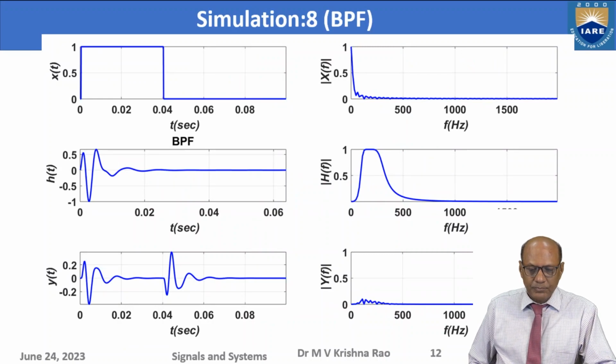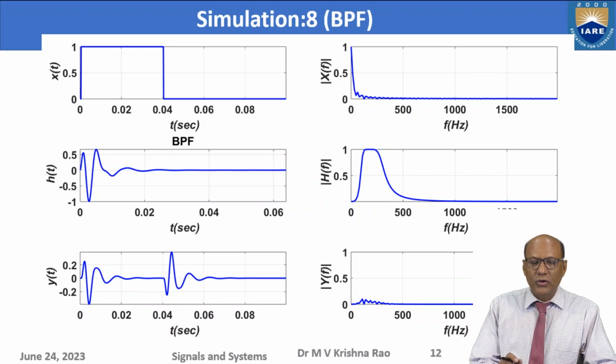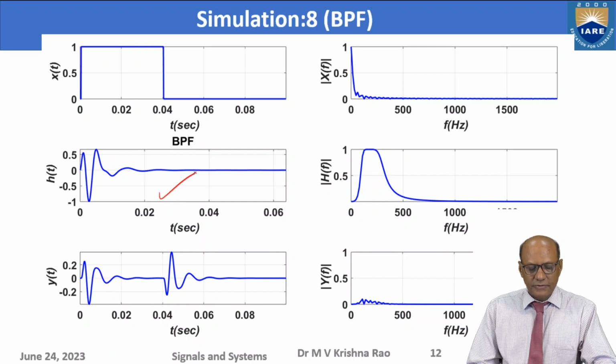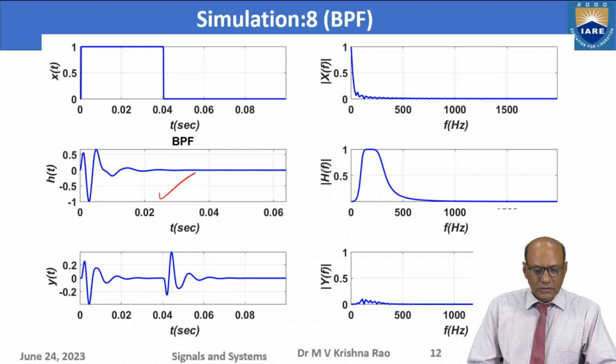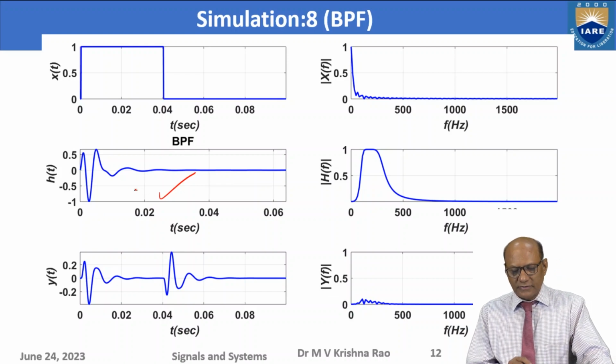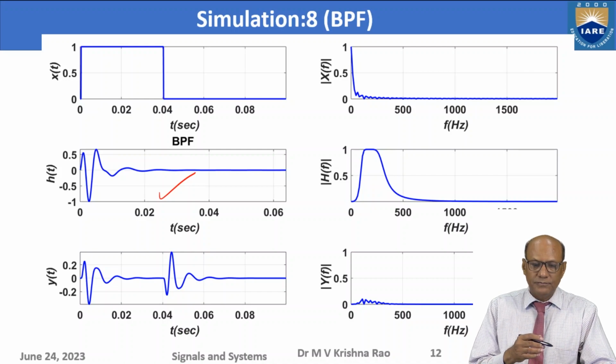Then simulation 8 will go to the band pass filter. I have shown for a single pulse previously with the low pass filter and high pass filter. Now I am showing it with the band pass filter. So this is the band pass filter impulse response. Of course, here I have changed the order. This is a different kind of filter here. It is not exactly what I have taken previously.